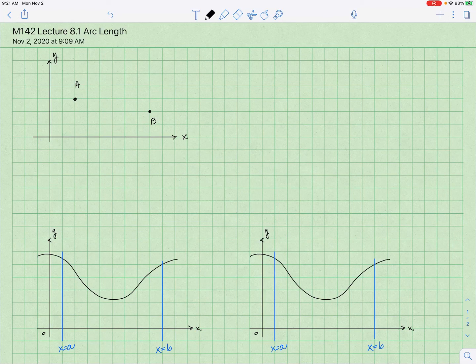All right, everybody. Today we're going to talk about the technique of calculating arc length, and it's actually pretty straightforward, although sometimes the integration itself can be a little bit sticky. The concept is pretty straightforward.